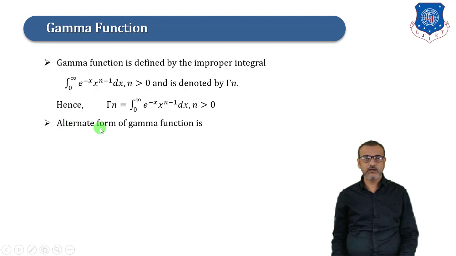Now we have an alternate form of gamma function, and that is gamma n equals 2 times integration from 0 to infinity e raised to minus x square, x raised to 2n minus 1 dx.